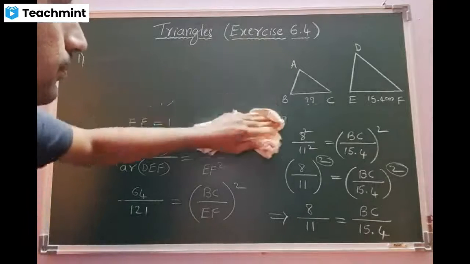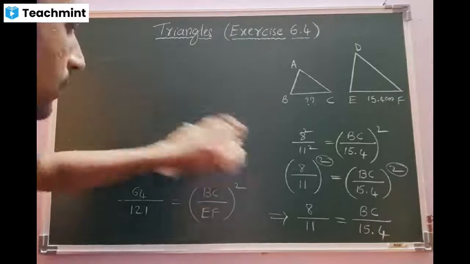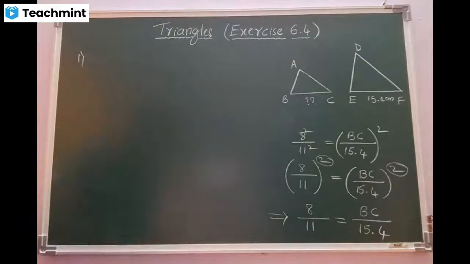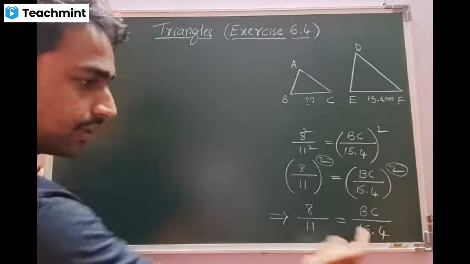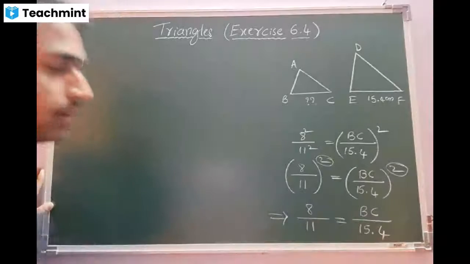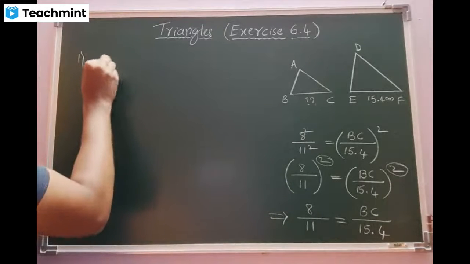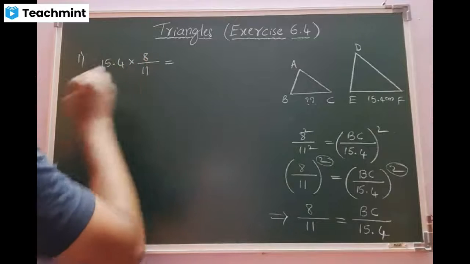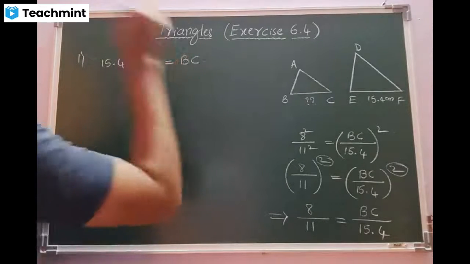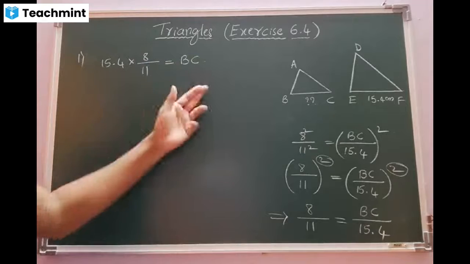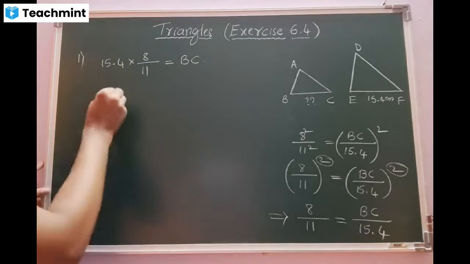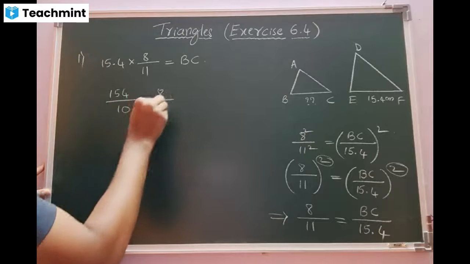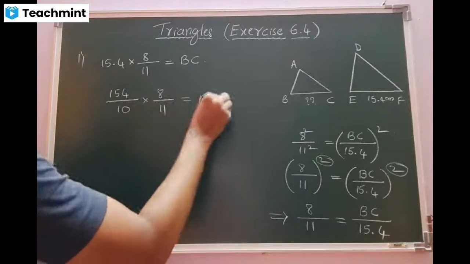Let me continue. Beta, can you tell me what will be the next step? How we can get the final answer? Cross multiplication. Transpose 15.4, so division becomes multiplication. What you are going to get? 15.4 into 8 by 11 is equal to BC. Beta, solve this one and tell me the answer. You can write it as 154 by 10 into 8 by 11 is equal to BC.